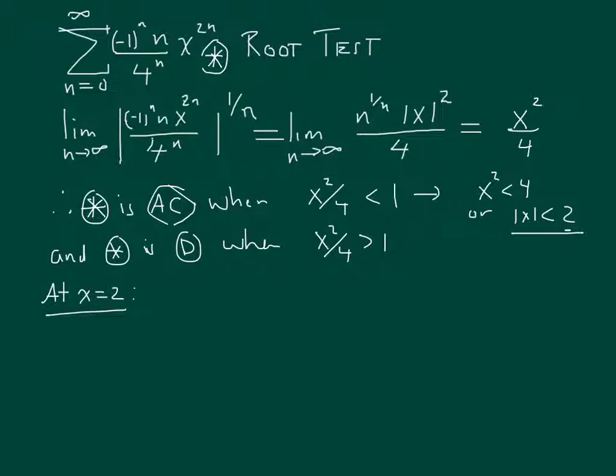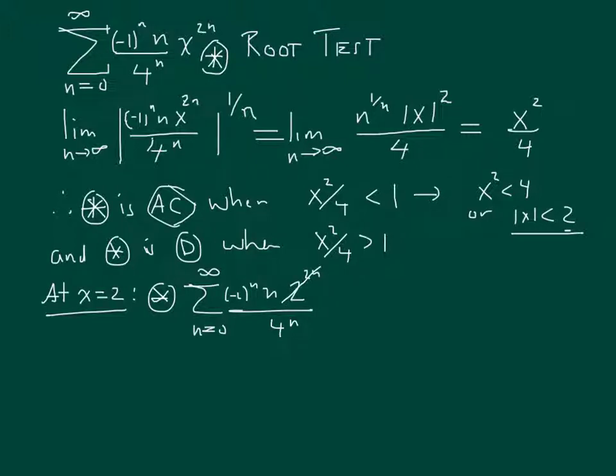So at x equal to 2, star becomes the sum for n going from 0 to infinity of -1 to the n, 2 to the 2n over 4 to the n. But 2 to the 2n is the same as 4 to the n. So those two terms cancel, and we end up with this series, which is clearly divergent by the nth term test.